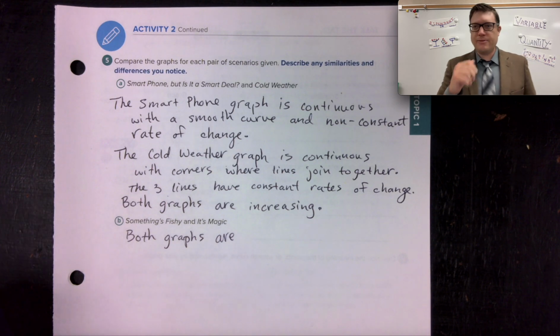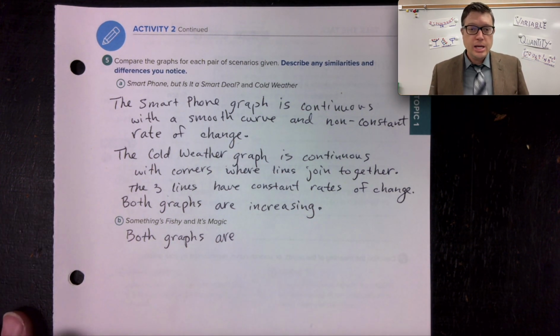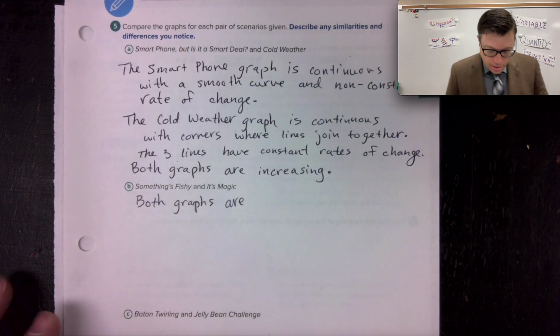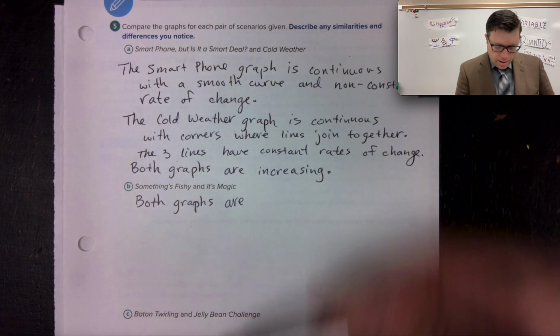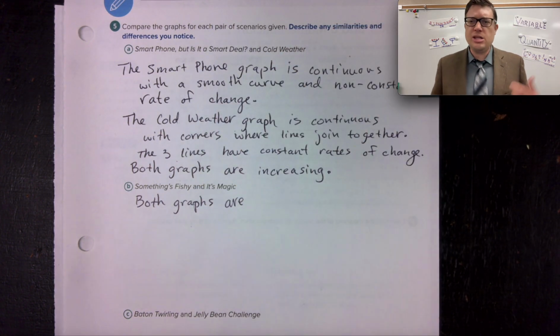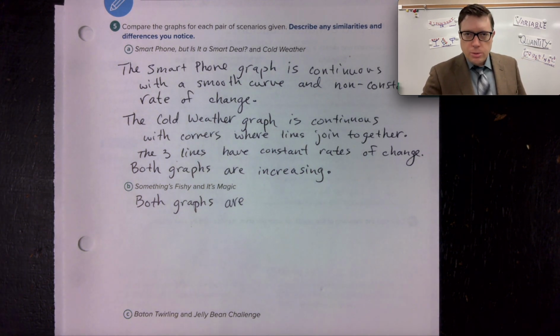Ooh, I'm going to write it up after the bell. I appreciate you being here. My time, the bell's about to ring. Your time, you are writing down the things that we observed. Continuous, smooth curve, decreasing, increasing, and then please do the same thing for baton twirling and jelly bean challenge, and then just check with me. I'm going to leave them blank because I'm running out of time, but I want you to have a chance to practice them yourself and check with me during class.